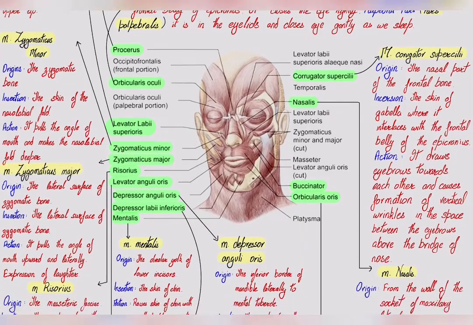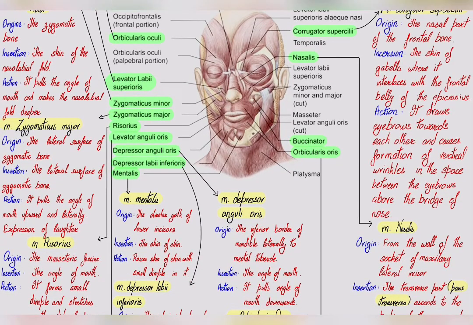The next muscle is the risorius muscle, which is located over here, as you can see in this picture. The risorius muscle originates from the masseteric fascia and has its insertion in the angle of the mouth, which I have already said is over here. It forms small dimples and stretches the mouth while laughing.